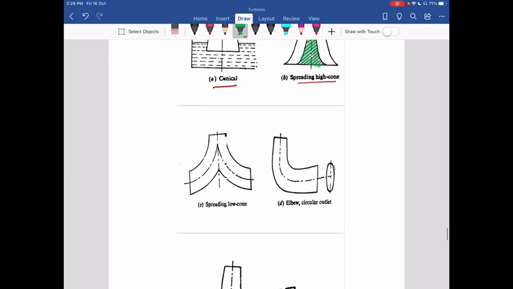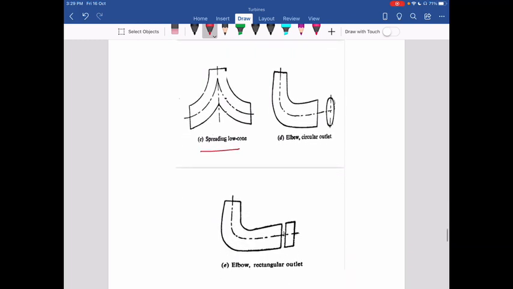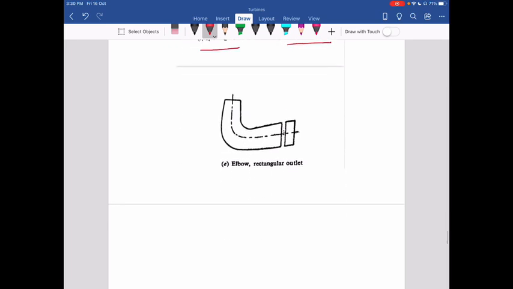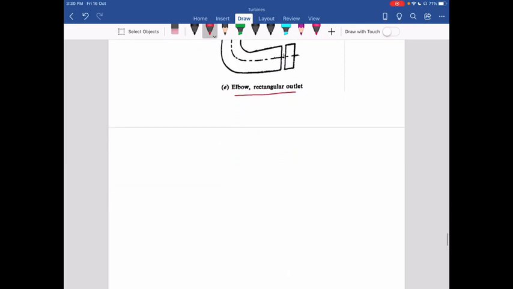Another one is spreading low cone draft tube. Next one is the elbow type draft tube. So elbow type are of two types depending upon the cross section at the outlet. So here you can see this is the elbow type draft tube with circular outlet, and this one is again the elbow type draft tube with rectangular outlet. So these are the different shapes or types of the draft tube. The next is different efficiencies.